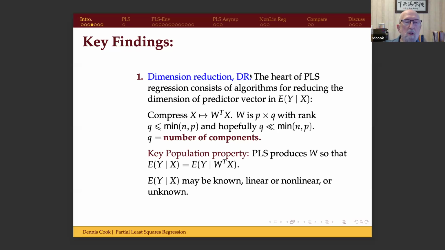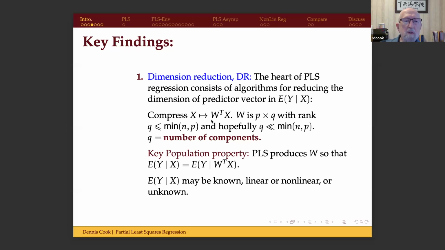the heart of the partial least squares regression algorithms are methods for reducing the dimension of the predictor vector in the conditional mean. So imagine you have a regression problem. What you want to do is get a handle on the conditional mean. You may assume it's linear or not, but that mean depends on a lot of predictors. And what you want to do as part of your analysis is reduce the dimension of the predictor vector. That's what partial least squares does.